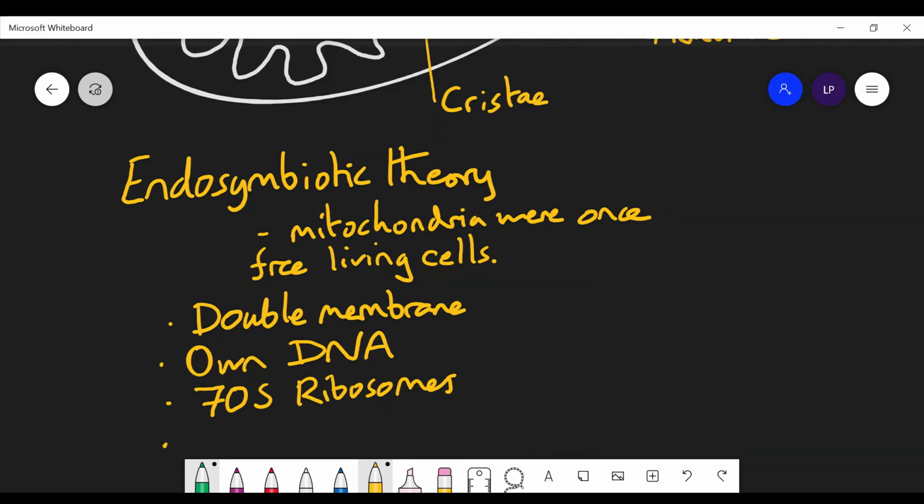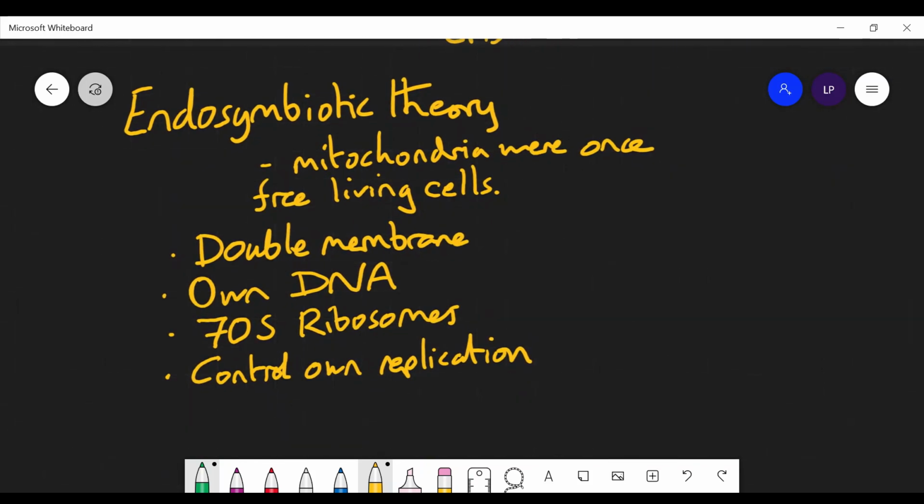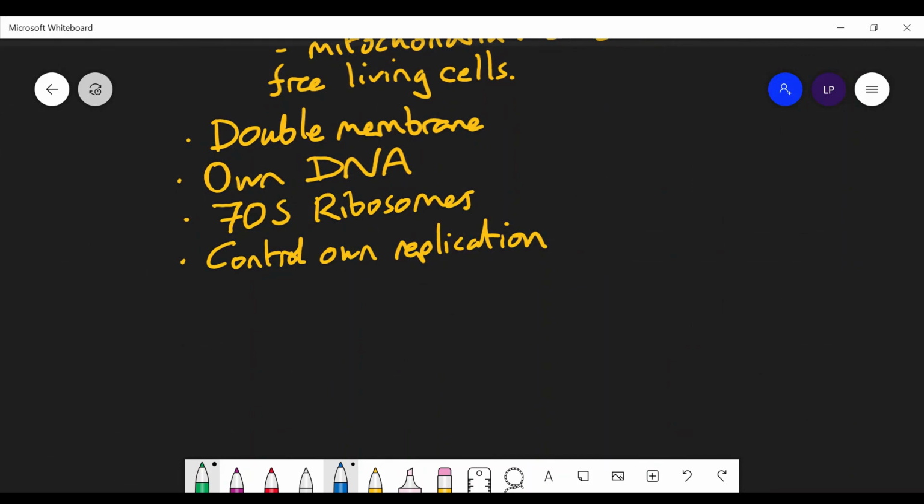It has 70S ribosomes. Why would that possibly have a different size ribosomes? Eukaryotic cells have 80S ribosomes. There's no reason why we would just make 70S ribosomes for our mitochondria. And they control their own replication, which is similar to binary fission. All this evidence supports the endosymbiotic theory.